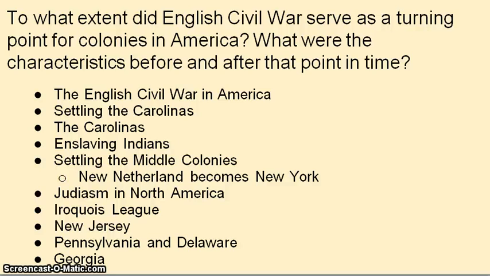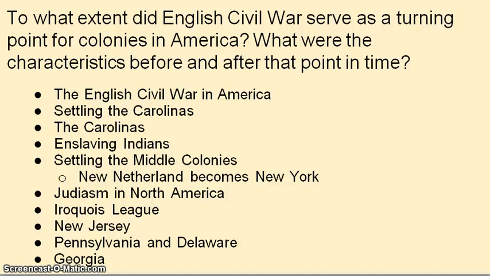Names like Wall Street, Broadway, and some of the architecture, some of the names still set up as a reminder or remainder from the Dutch settlement there. Judaism in North America was very small in numbers, starting to settle in the Middle Colonies area.